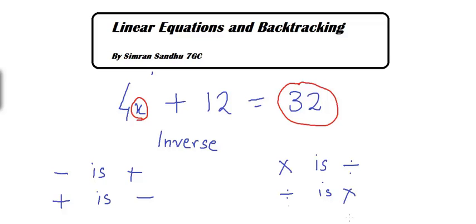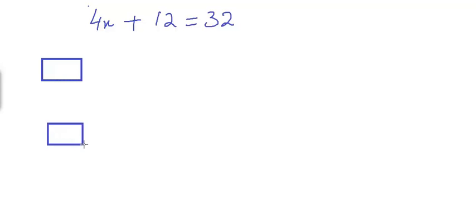Let's solve some equations. Today we are going to solve some equations by backtracking. Let's first write the equation: 4x plus 12 is equal to 32. Let's first build an expression using x to represent the number.